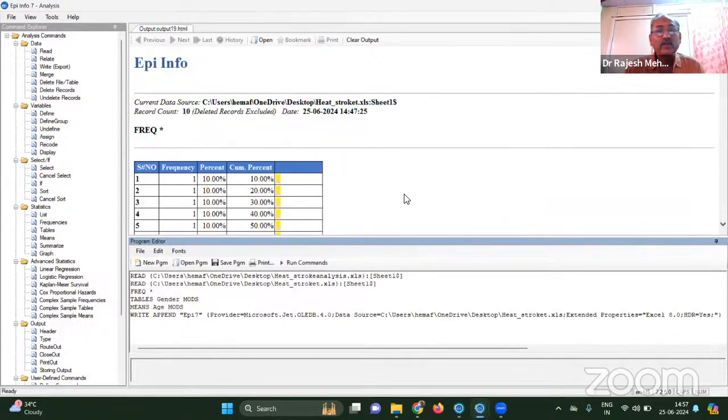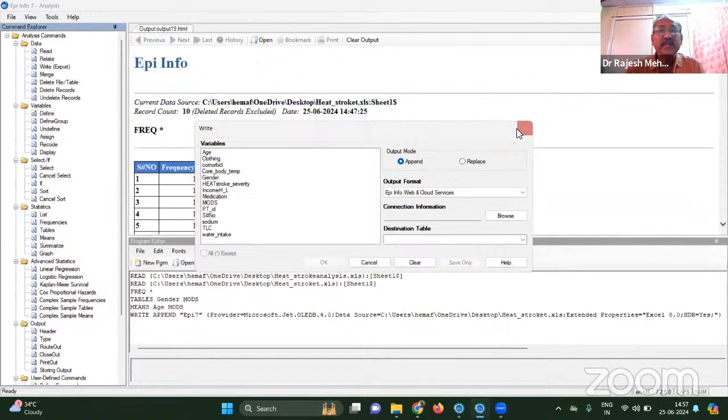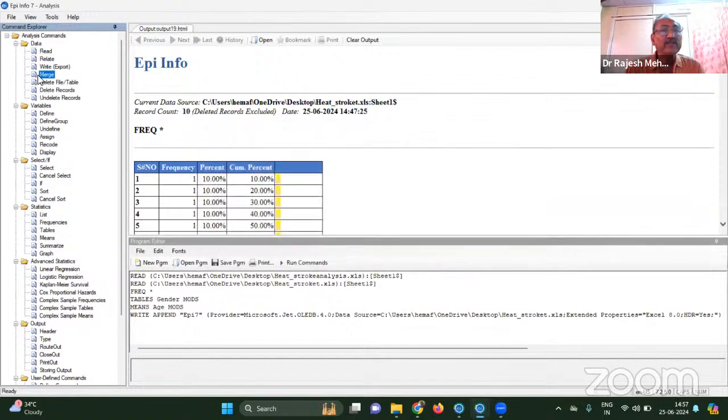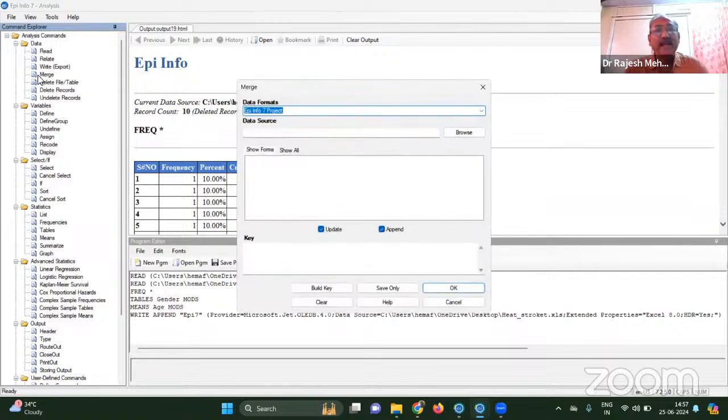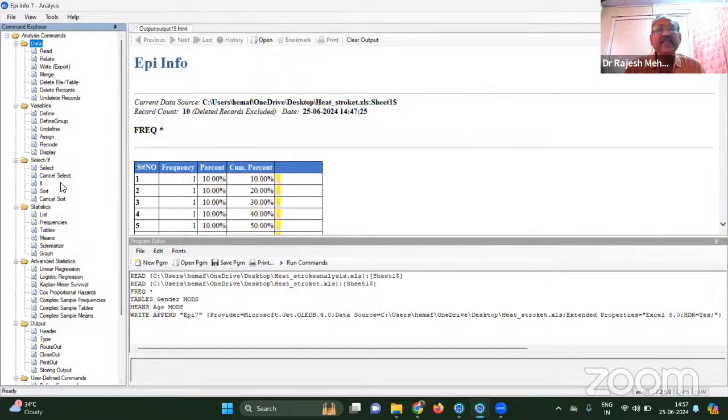Now this has gone to a particular Excel file. So with this export command, you can do this, and you can write specific variables also. Merge, you will be able to merge two files together. This basic is very easy. But if you want to go for advanced, then you need to go for the statistical analysis.